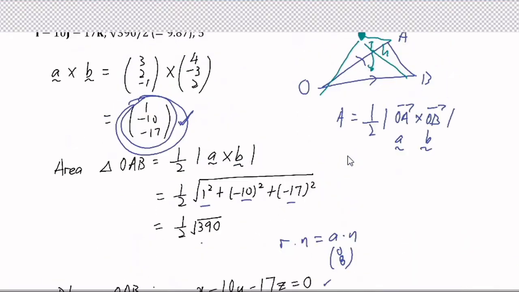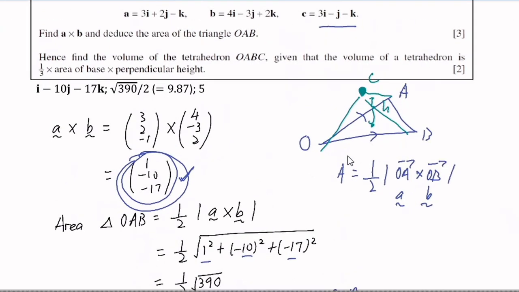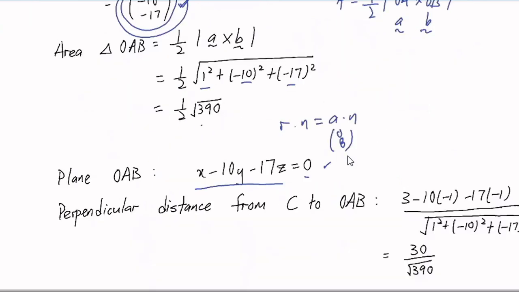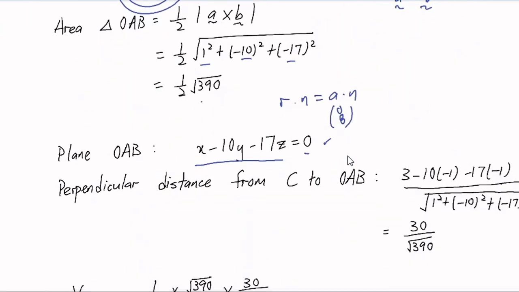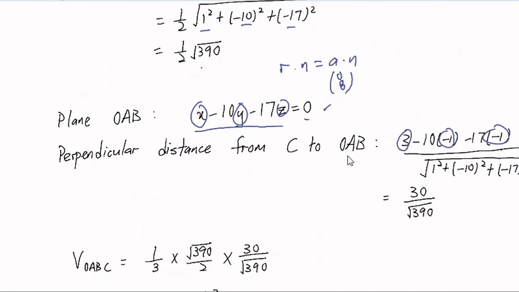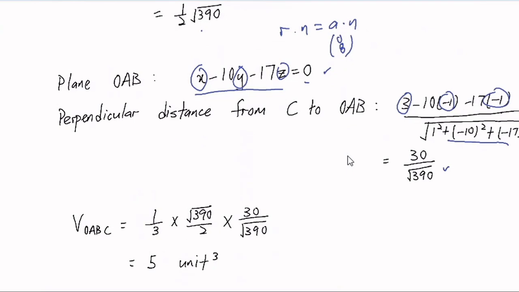Okay. So later on we use the point C given. The point C is 3, -1, -1, to find the distance from the point C to the plane. The distance from the point C to the plane, we just use the distance formula. So the x, y, and z here are substituted with the point C, and divide by the magnitude of the normal. Once we do that, we get 30 over the square root of 390.